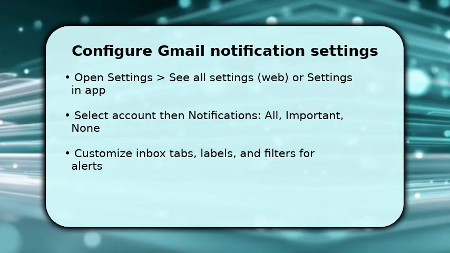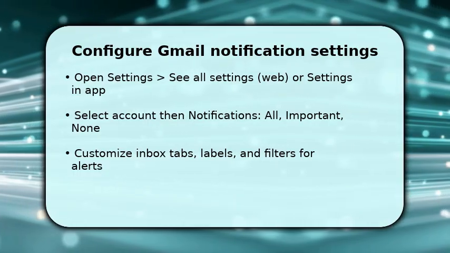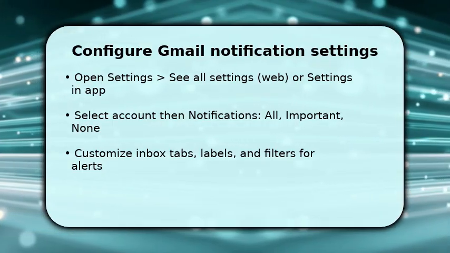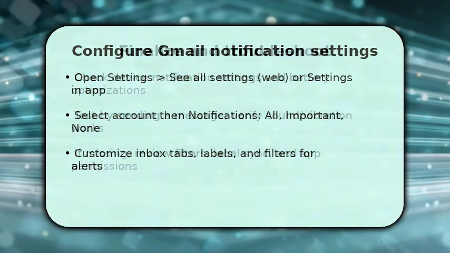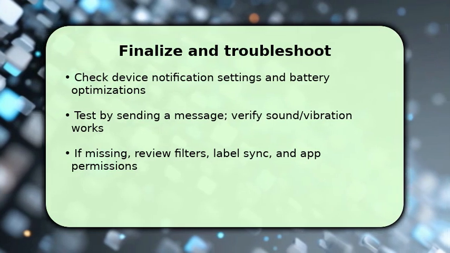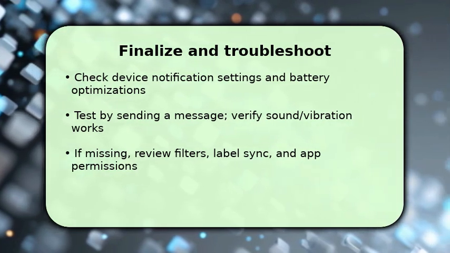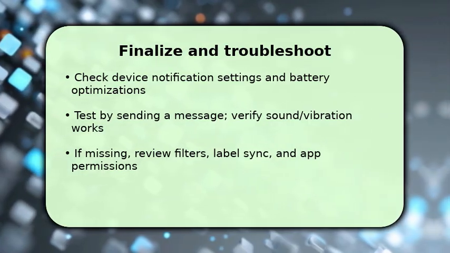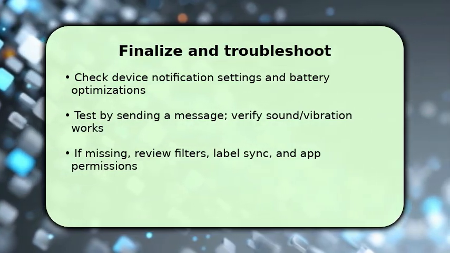Once done, customize Label Notifications and filters so messages that matter trigger. Finish by syncing Gmail with your device. Confirm system notification settings, allow sound, banners, or badges for Gmail, and disable battery optimizations that restrict background sync. Send a test email from a second account and watch for the alert.